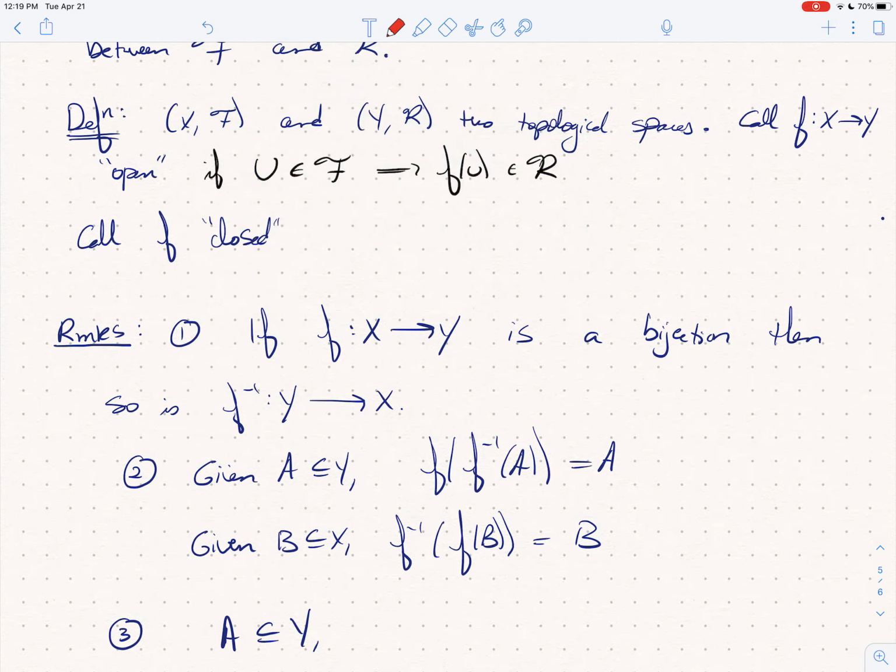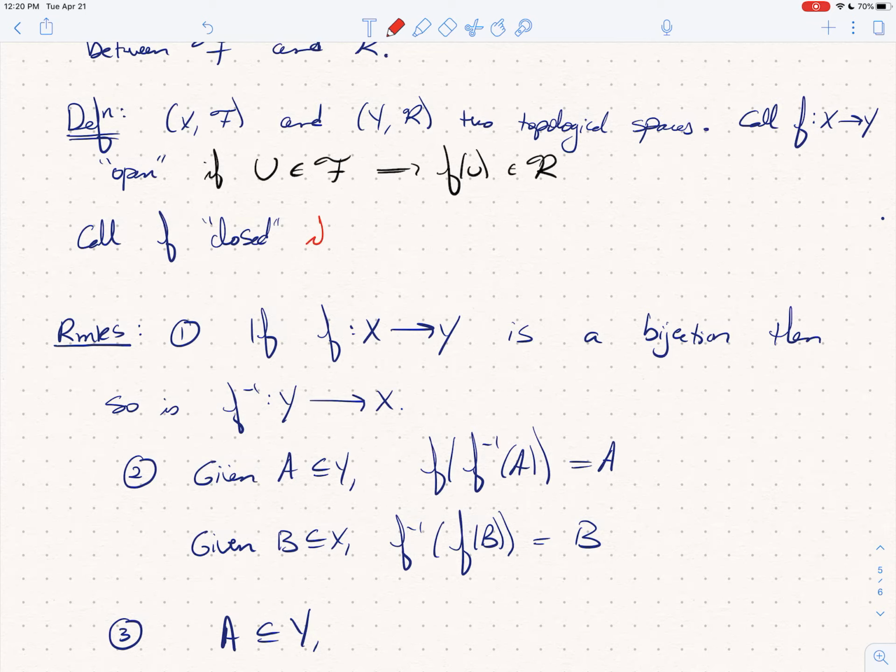I should squeeze that in a different color. I don't really have room. But f maps open sets to open sets. You can jot that down if you want to yourself. So a function f from X to Y is called open if it maps open sets to open sets.